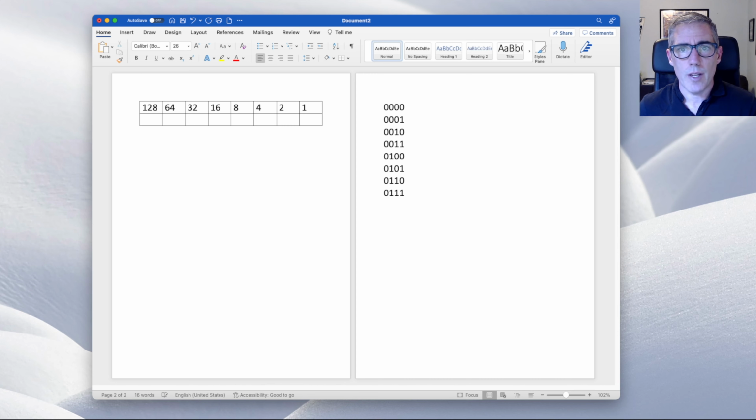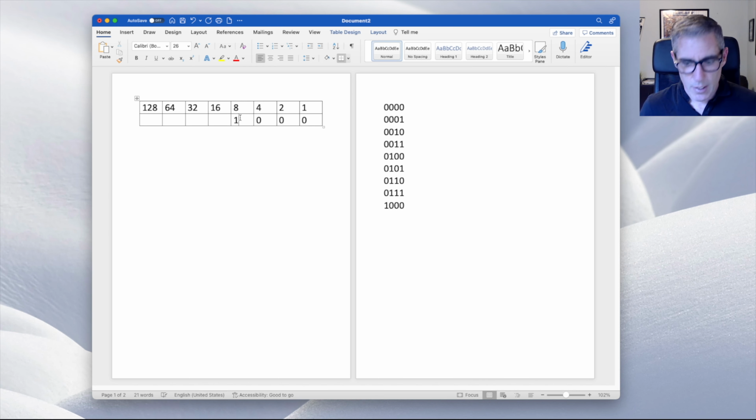And what we do here with the 111 is we say the next number after that is 1, carry the 1, 1 carry the 1, 1 carry the 1. We have 1, 0, 0, 0. That's our next number. And if we look at this, 1, 0, 0, 0 is represented as 8.